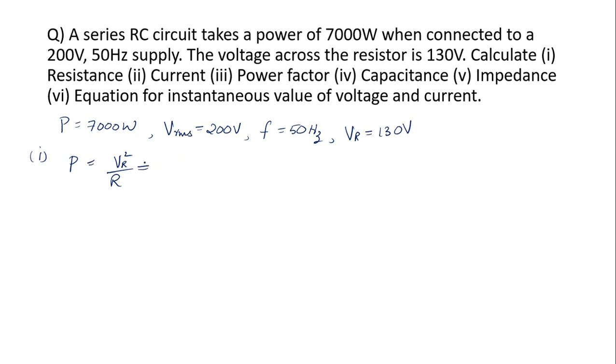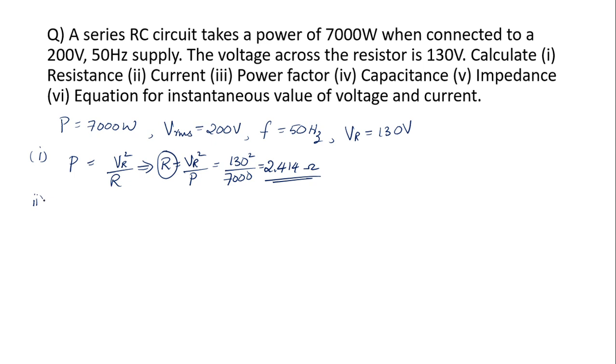Using this equation you can find out the value of resistance: R is equal to VR squared by P. So you will get it as 130 squared divided by 7000, and on solving you will get the value of resistance as 2.414 ohms. So you have got the value of the resistance.